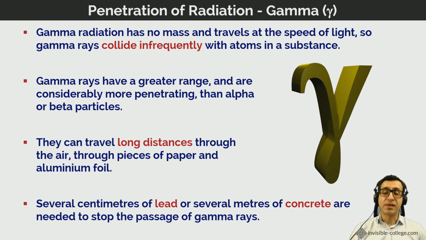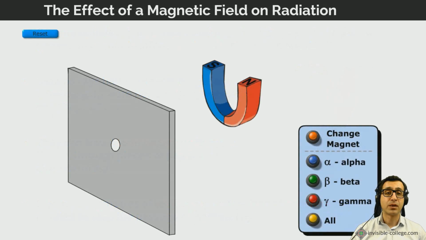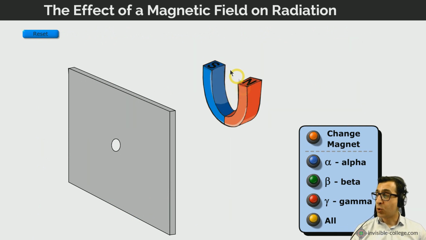So another one of these properties of alpha, beta and gamma radiation that you need to be familiar with is what happens to those types of nuclear radiation as they pass through magnetic and electric fields. So here we have a horseshoe magnet which has a magnetic field between the poles of the magnet. If we pass alpha radiation through this hole in this barrier here, we'll see that the alpha particles are deflected as they pass through that field. If we pass beta particles through, the beta particles are deflected in the opposite direction through that field, and they're also deflected through a much greater angle.